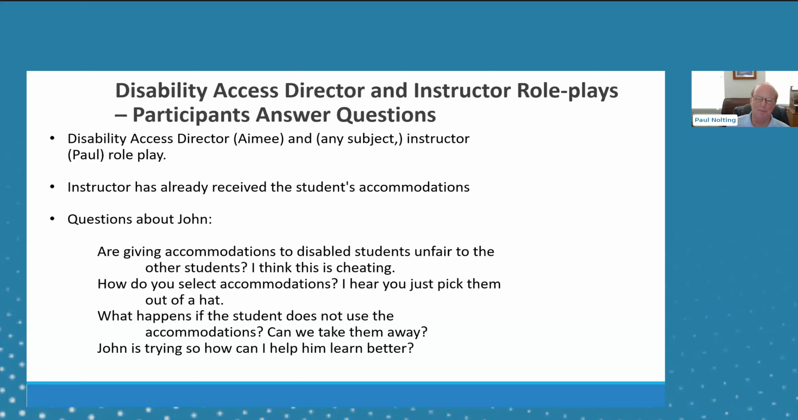Okay, that's good. But I have a student who doesn't even use accommodations, and all of a sudden they use them on the final exam. If they don't use them, can't we just take them away? Because if they don't use them, they don't need them, right? Well, basically, when a student has accommodations in higher education, number one, a student has to self-identify.